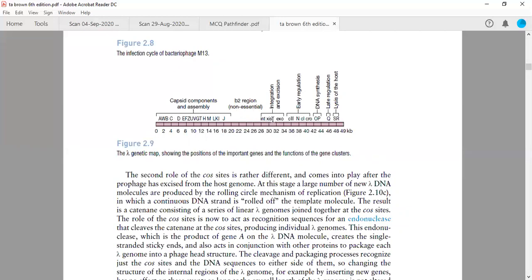whereas some genes for integration, excision, and exonuclease activity perform roles in the integration and excision of prophage into the bacterial genome. It also has genes for DNA synthesis, late regulation, for example the Q gene, and lysis of that particular host, which will be expressed at different time points in the life cycle of this bacteriophage lambda.